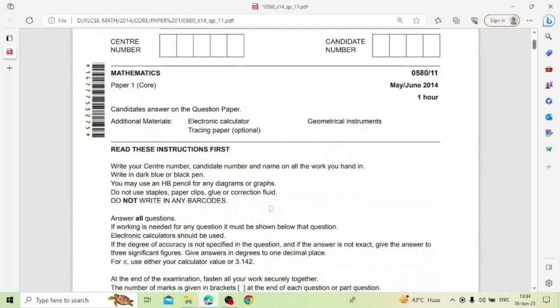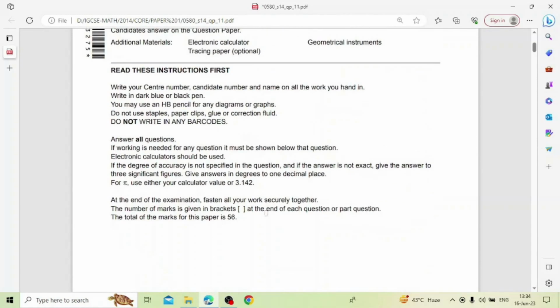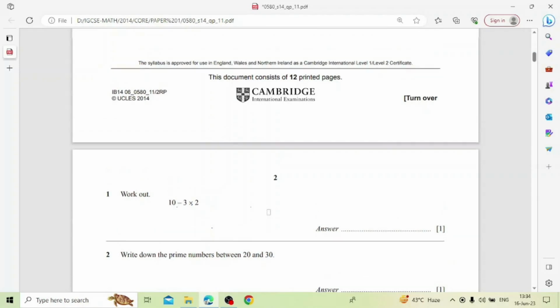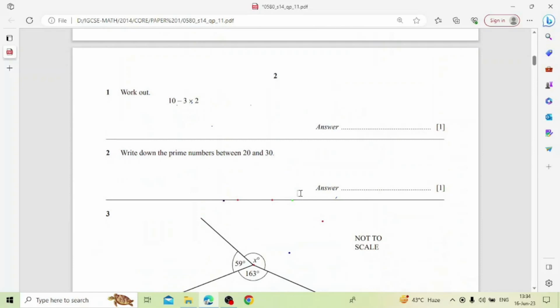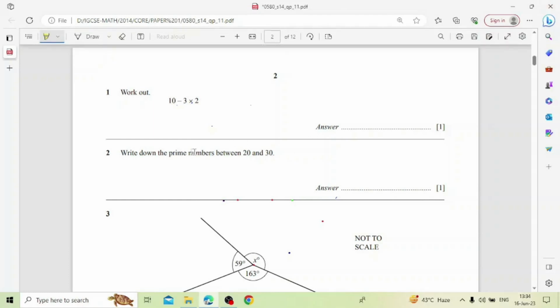So here this paper has how many questions? Almost there are 22 questions, all 22 questions. In this, all the questions are compulsory. You are supposed to answer all the questions. So in this video we are going to do first 1 to 12 questions, and then the rest of the questions, 10 questions, in the other video. Now let's start.